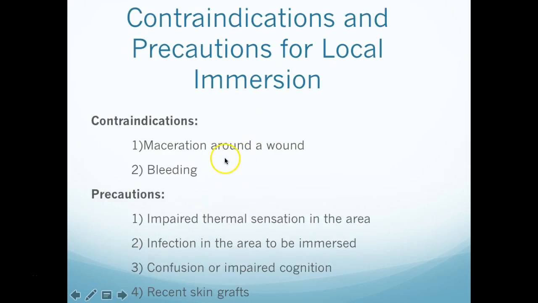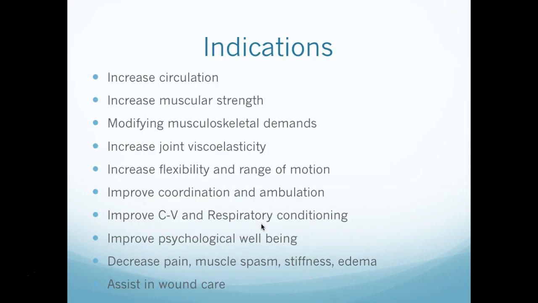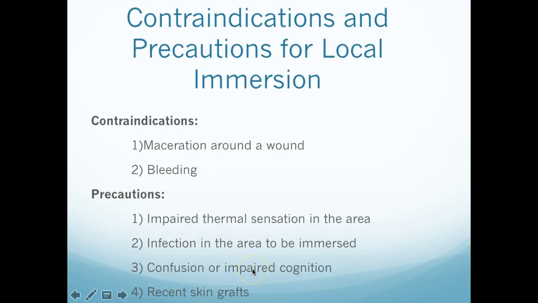Okay? So a maceration around a wound, that's an area that just got too much moisture. We don't want that. Bleeding, you don't want that. Precautions, obviously we talked about your sensation being impaired, so you're not going to be able to tell the temperature. Infection in the area, you don't want that to be immersed. This person's confused. And recent skin grafts, we don't want to do that as well.